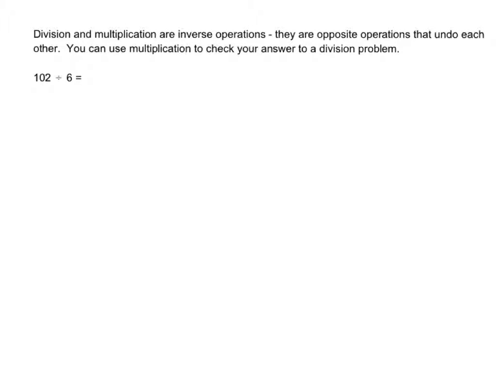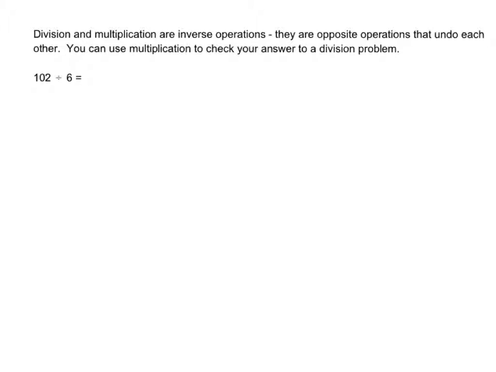Okay, in our previous chapter, we talked about how we have inverse operations. Multiplication and division are inverse operations, which means that they are opposite operations and they undo each other. Addition and subtraction are opposites. Division and multiplication are opposites. Because they're inverse operations, you can use multiplication to check your division. So that's what we're going to practice on this problem.